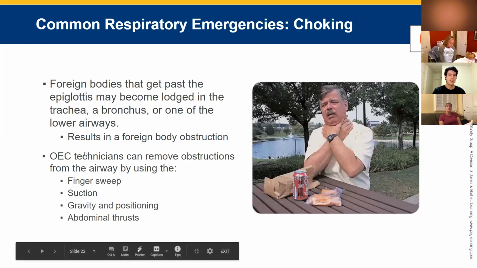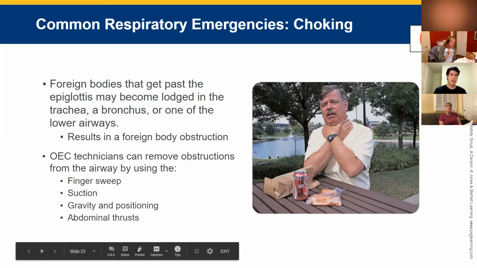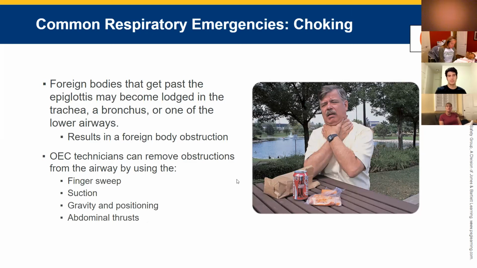Okay. And then these are the ways we can remove obstructions from the airway. You can do a finger sweep, you can do suction, gravity positioning, and then abdominal thrusts. So this is if you suspect a foreign body in the airway.